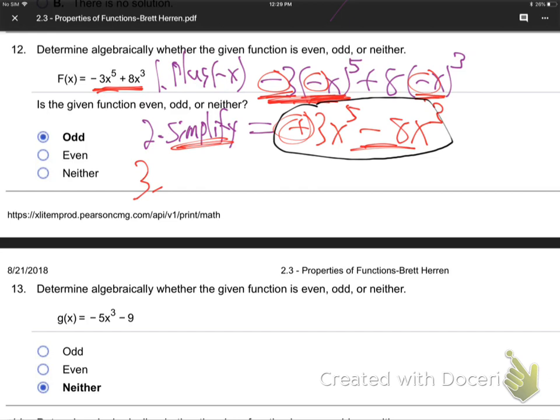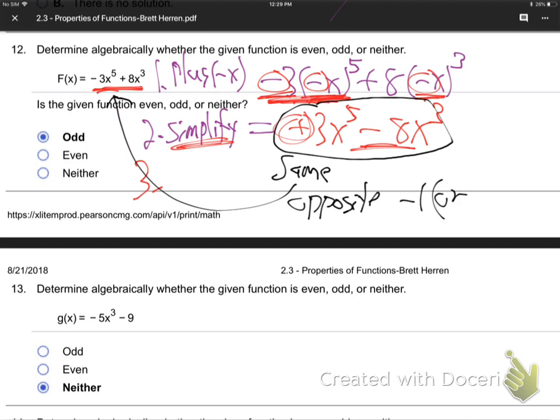Okay, now the question is, is this now the same as that, the original? No. Is it the opposite? Yeah. Is it negative 1 times the original? Yeah. See how this has become positive and that's become negative? It's multiplying negative 1 through the original. It's changed all the signs. It's the opposite. So yes, it's odd.